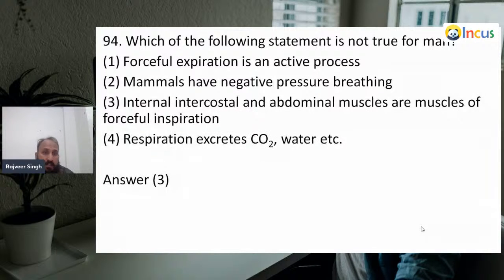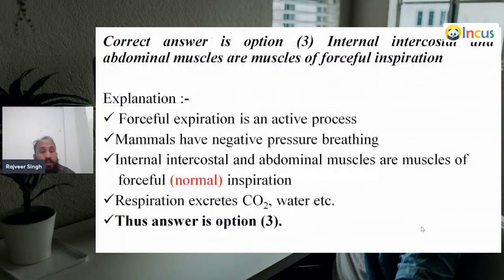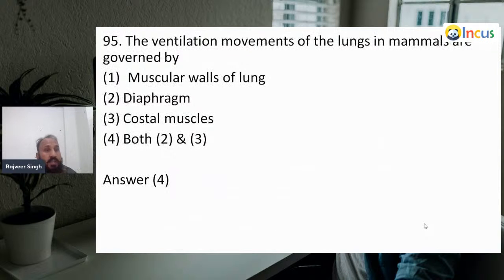It is not true for humans because forceful expiration is an active process. Mammals have negative pressure breathing. Internal intercostal and abdominal muscles are muscles of forceful expiration, not normal inspiration. So that is why this sentence was wrong. And respiration excretes CO2, water, etc. So you should know about all this. These explanations are giving you many right concepts and right options in the form of explanation, right? So I hope you will understand, everyone.